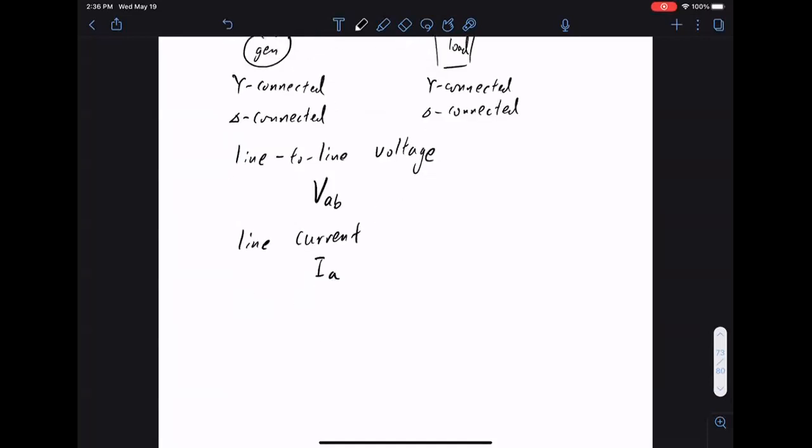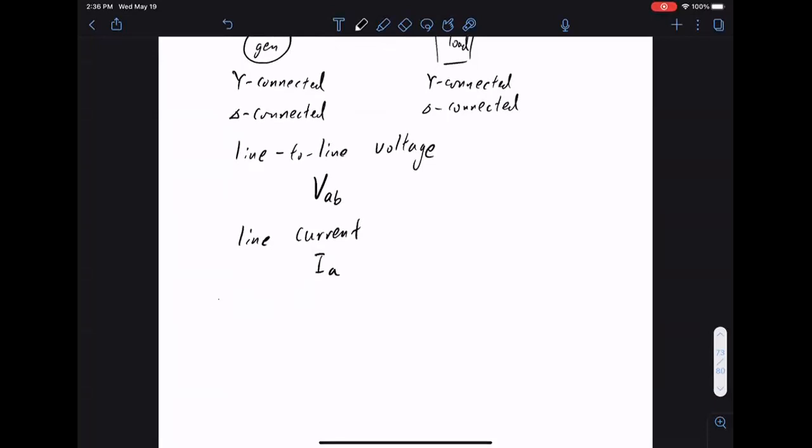Okay? So if you take the voltage to be line-to-line and the current to be line current, then our power equation, let's say P, is √3 times the line-to-line voltage times the line current times cosine of the angle difference between the voltage and the current. The voltage is line-to-line, the current is line current, and this is cosine theta. This equation for P, and the corresponding equation for Q where you use sine theta, is always correct.